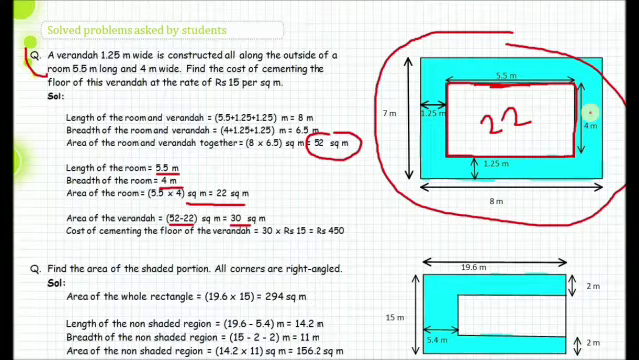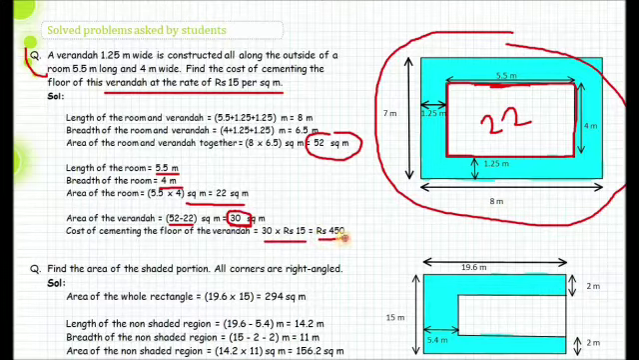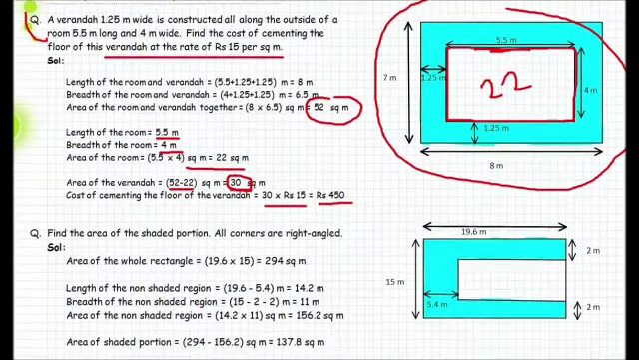Now the question is to find out the cost of cementing, and the rate of cementing is rupees 15 per square meter. That means if the area was 1 square meter, then the cost would become 15 rupees. Now the area is 30 square meter. So the cost will be 30 into rupees 15, that is 450. So this way we have got the solution.